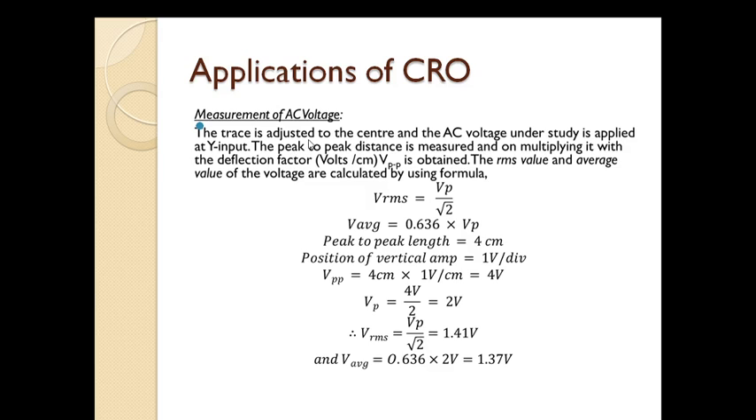The trace on the screen of the CRO is adjusted to the center, and the AC voltage under study is applied to the Y plates. The peak to peak distance of the image on the screen, that is the vertical peak to peak, is measured and multiplied with the deflection factor in volts per division. We get the VPP, that is the peak to peak voltage. The RMS and the average values can be calculated by using the formulas.